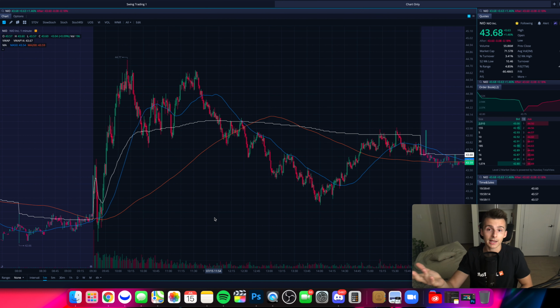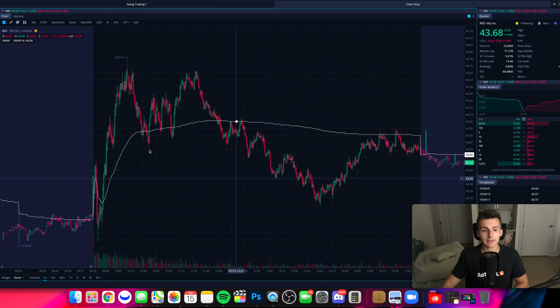Now, this is actually going to be kind of a lesson as well on support and resistance too, in a sense. But here's VWAP. Our VWAP is this white line. Let me clear this up. The VWAP is the white line that is showing up here on the chart.